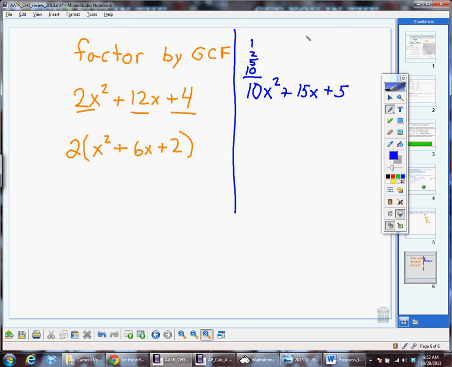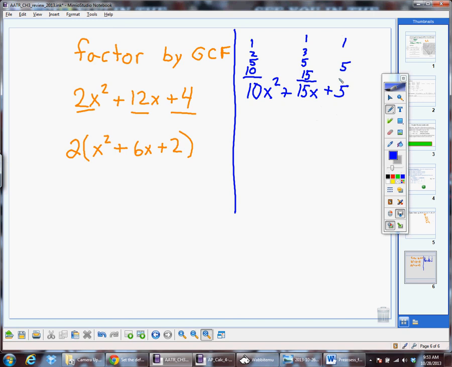Then if I did 15, 1 times something is 15. You can always use the 1, but we'll never pull out a 1. But 1 times 15 is 15. And then 3 and 5. Now you may need to list these factors, I'm not sure, but I usually don't have to. I can just think through it. The only thing that multiplies to 5 is 1 and 5.